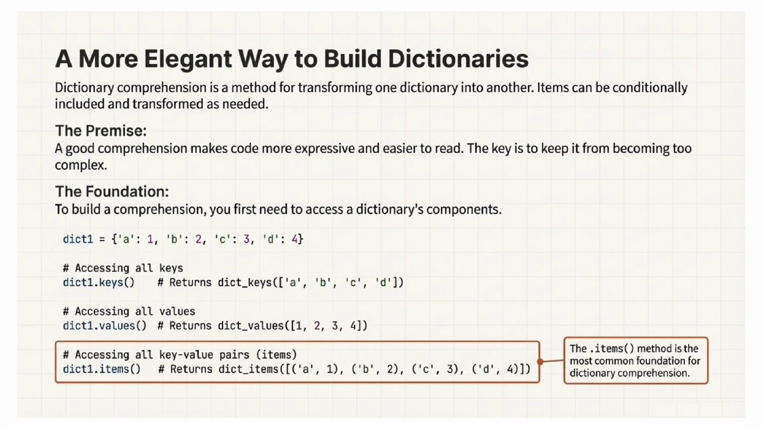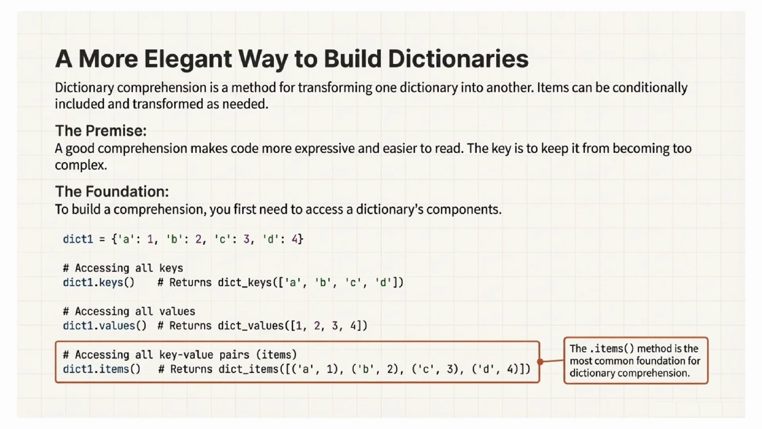efficiently. Let's now see how to access dictionary components. Before building a dictionary comprehension, you need to know how to access dictionary contents. Python provides three key methods: keys(), values(), and items(). While keys() returns all keys and values() returns all values, items() returns key value pairs together.